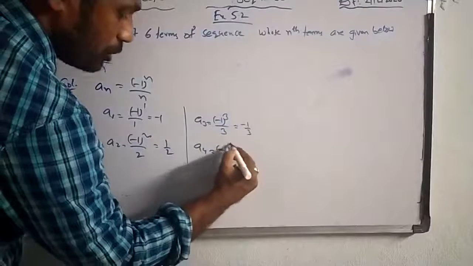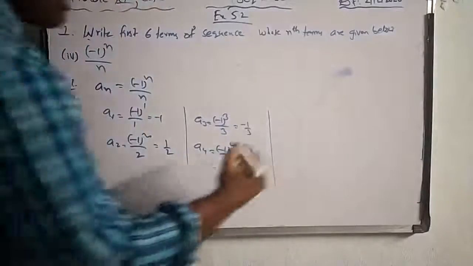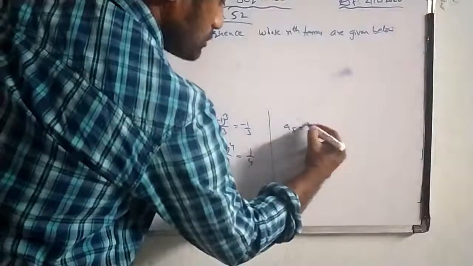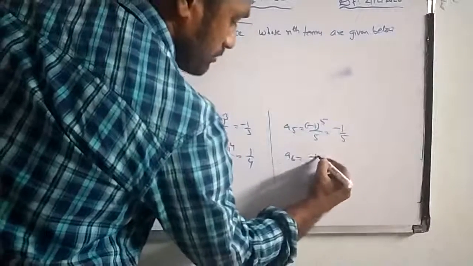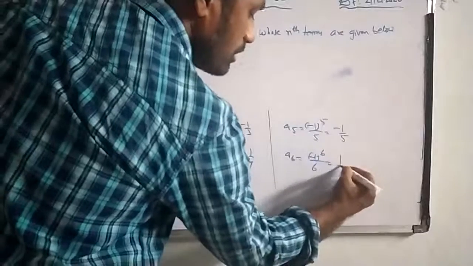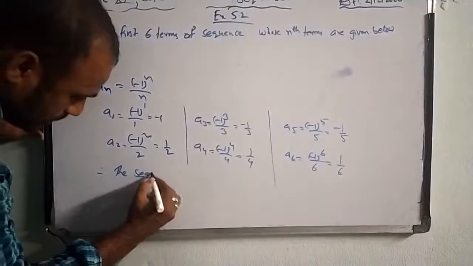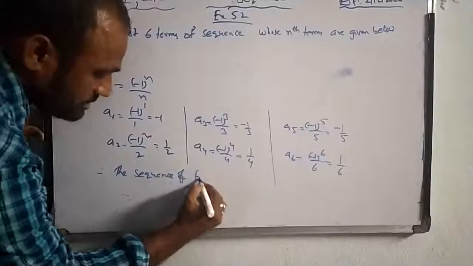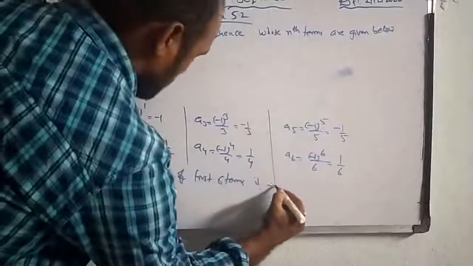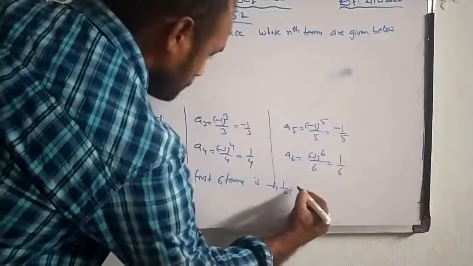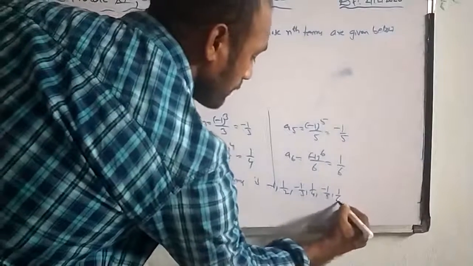A4 is (-1) to the power of 4 by 4, which is 1 by 4. A5 is (-1) to the power of 5 by 5, which is -1 by 5. A6 is (-1) to the power of 6 by 6, which is 1 by 6. Therefore, the sequence of first 6 terms is -1, 1 by 2, -1 by 3, 1 by 4, -1 by 5, 1 by 6.